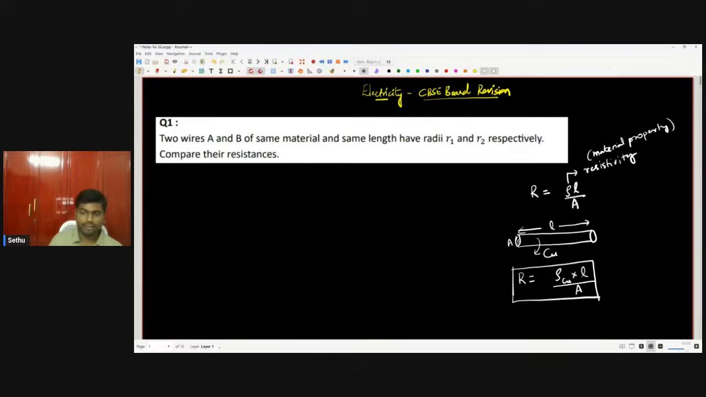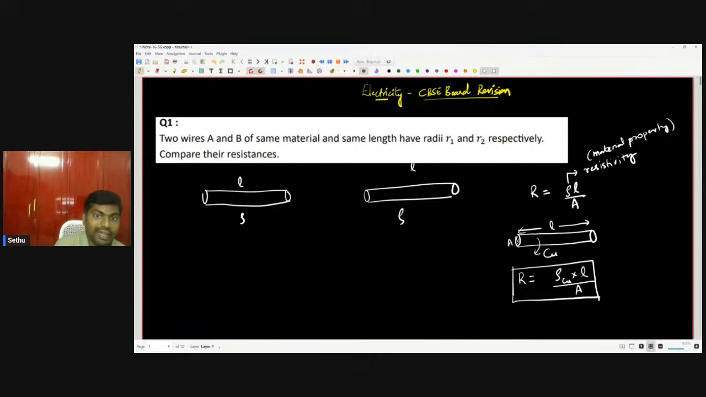I hope this idea is clear. Let us try to solve one problem. This question I will solve it for you, and you can try the upcoming questions. Two wires A and B of same material and same length have radii R1 and R2 respectively. So if the resistivity is rho for A, for B also the resistivity is rho, length is also same, but the radii are R1 and R2.